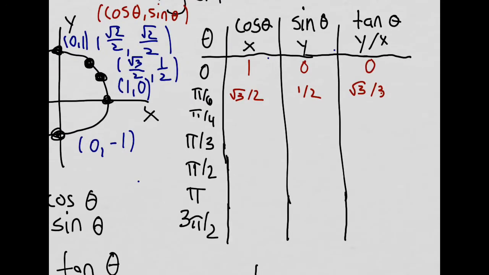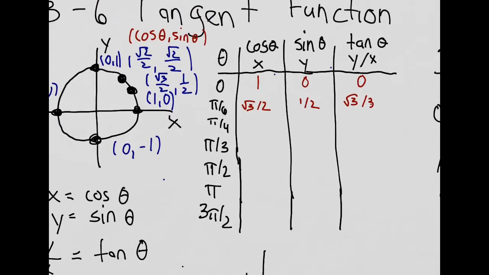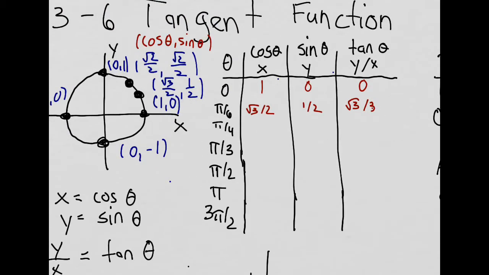Next up is 45 degrees, pi over 4. Where is that? Well, it's right there. And remember that square root of 2 over 2 and square root of 2 over 2. Pretty easy. Now tangent is just y over x once again. Well, square root of 2 over 2 divided by square root of 2 over 2 is 1.